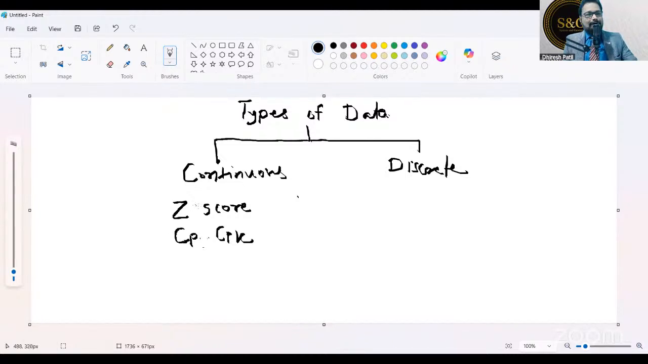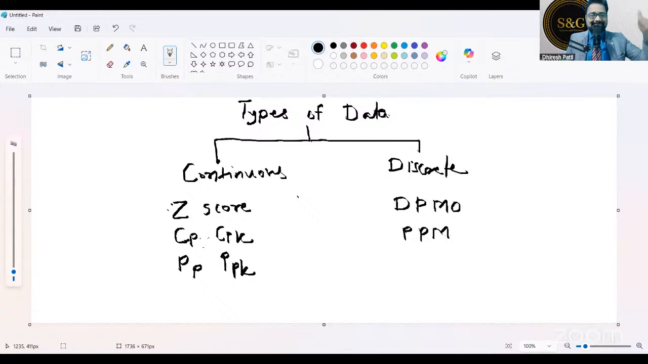Amazing. So continuous data also includes Pp and Ppk. So today we are going to learn about Cp, Cpk and Pp, Ppk both. One is short-term process capability, another is long-term process capability. That's it. Okay. Now when it comes to discrete data, we have DPMO and PPM, parts per million. Remember? So DPMO and PPM, these are two for discrete data. For continuous data, you can use Z-score or Cp-Cpk, Pp-Ppk.